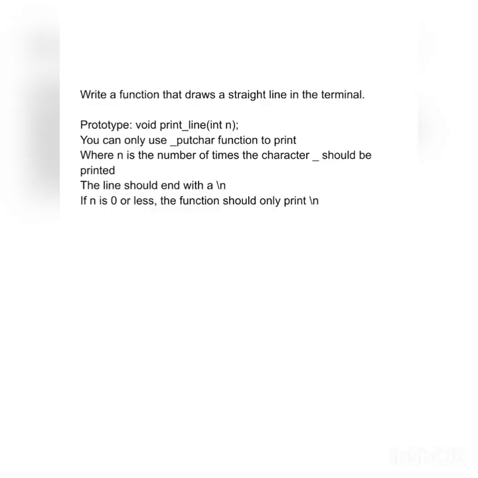Number 6. Write a function that draws a straight line in the terminal. You can only use the putchar function to print, where n is the number of times the character underscore should be printed. So we have to use underscore to print the line. So the amount of times we want to print it is n.